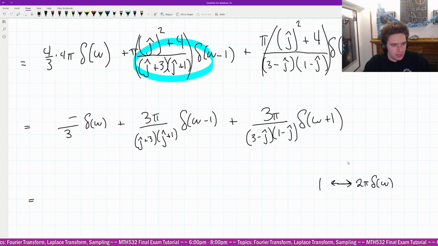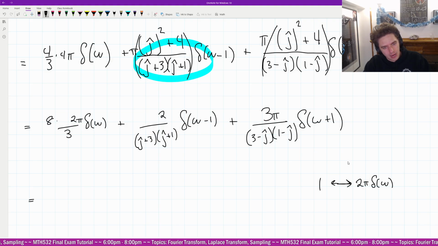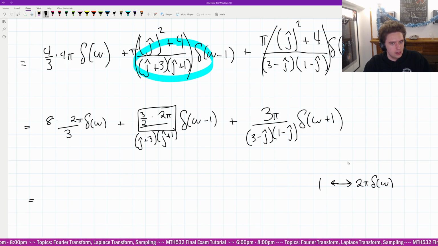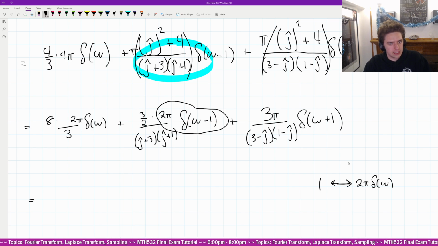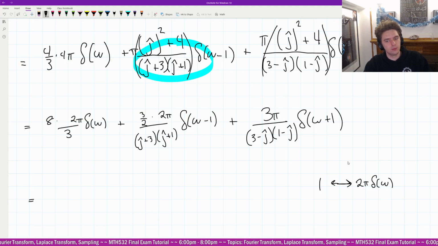So 16 pi, I can break that up into 8 times 2 pi, right? 3 pi is a little harder, so I still want a 2 pi here, and I'm going to have to multiply by 3 over 2. So this is still 3 pi, but I'm just getting a 2 pi here because it's 2 pi delta omega, which I'm going to transform. So same thing here. It's going to be 3 over 2 times 2 pi.